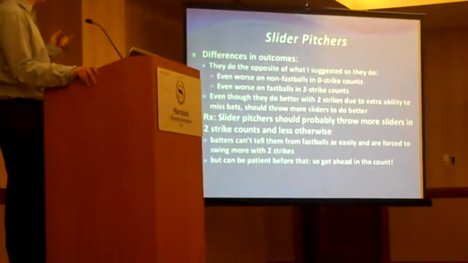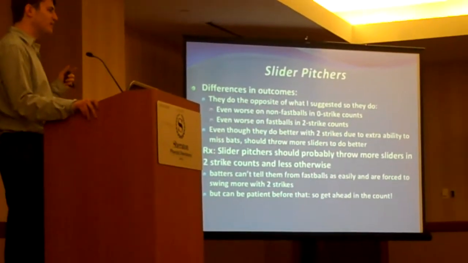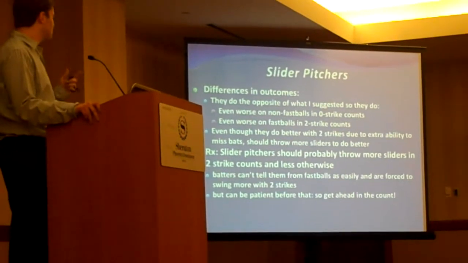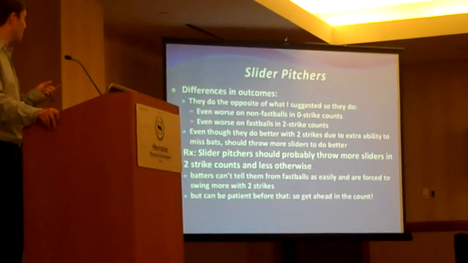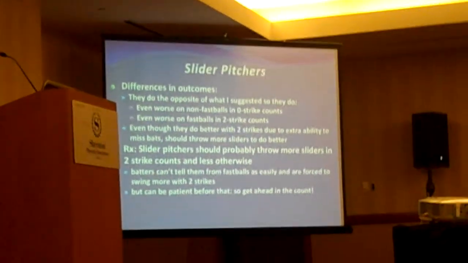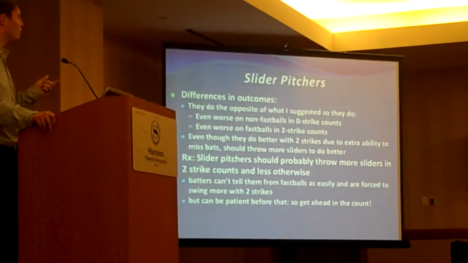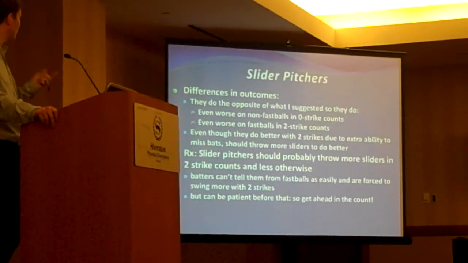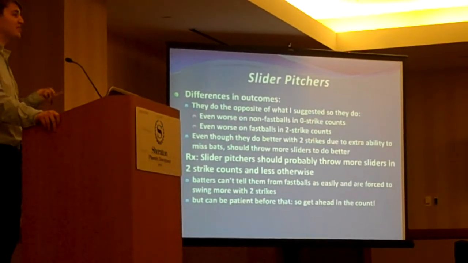The prescription here is really just throw a lot more sliders in two-strike counts. Batters can't tell them from fastballs, just like changeups, and they're forced to swing more with two strikes. They don't. When slider pitchers get ahead in the count, they have the same feature that the changeup pitcher does. The batter's likely to take strike one in a 2-0 count or 3-1 count, or 3-0 count, and they can afford to throw more fastballs in this count. They're not doing it, even as much as other pitchers.